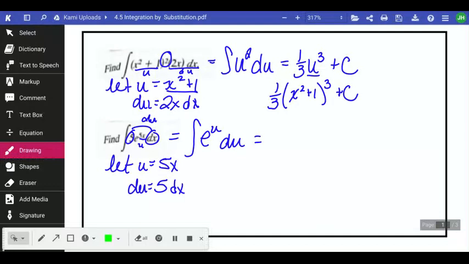The antiderivative of e to the u is really hard. It's e to the u. I was being sarcastic. However, if you're asked for an antiderivative with x's, you need to return your answer with x's. So we'll do e to the what? What is u? 5x plus c, and that's your answer.